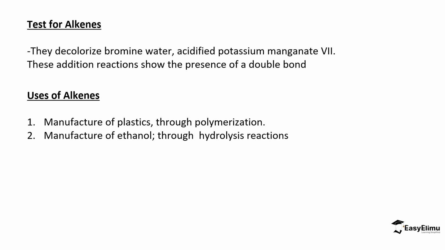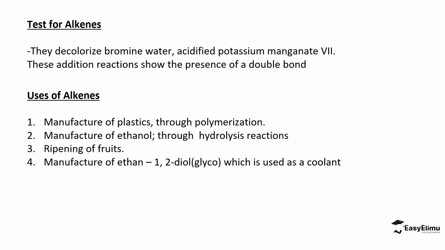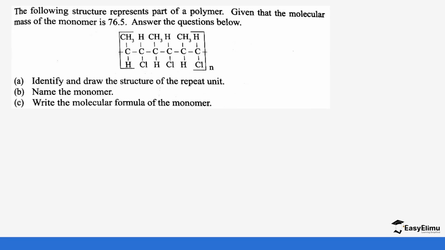There's also manufacture of ethanol through a hydrolysis reaction, as you saw with the reaction of ethene with water and sulfuric acid. It is also used in the ripening of fruits, and ethene is used in the manufacture of ethane-1,2-diol, which is used as a coolant.